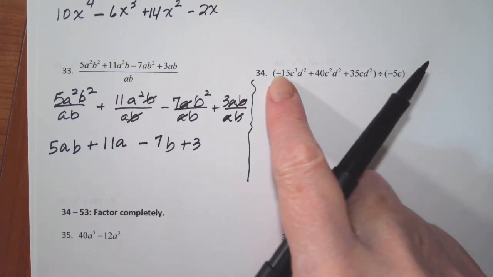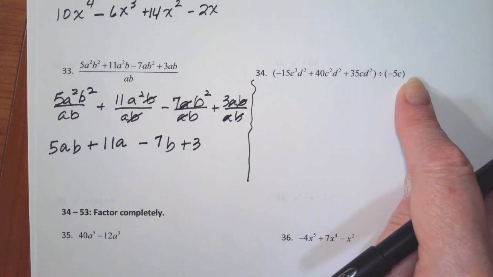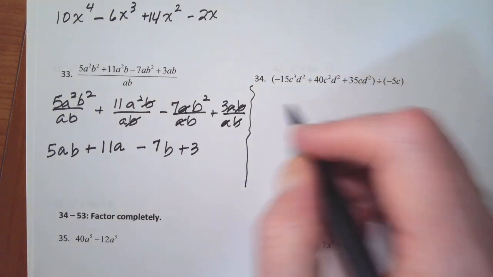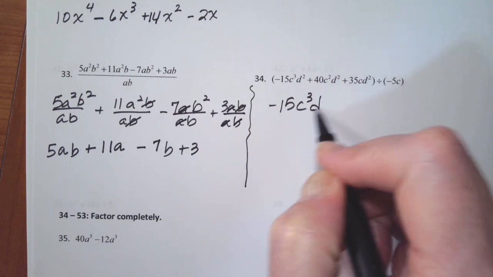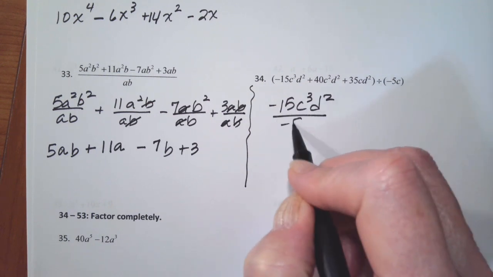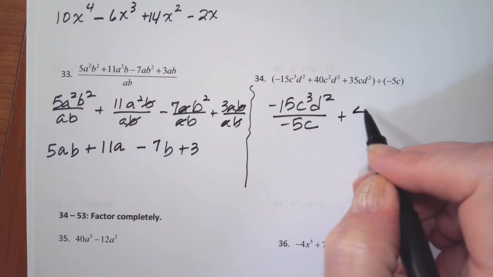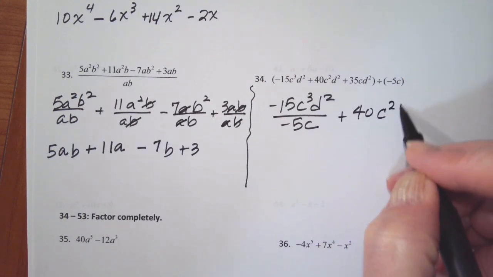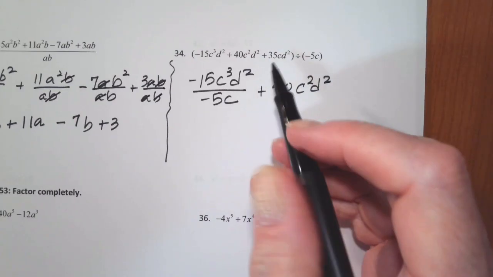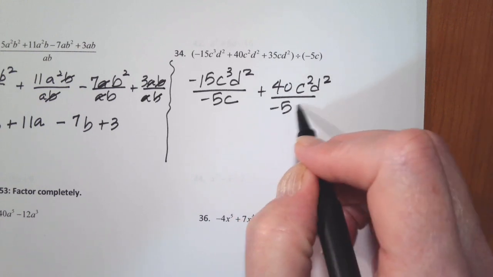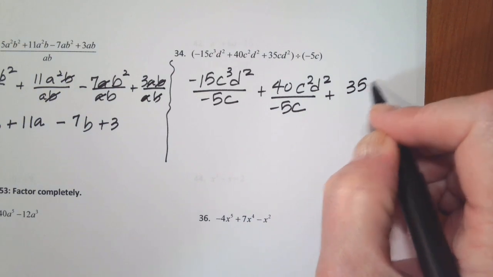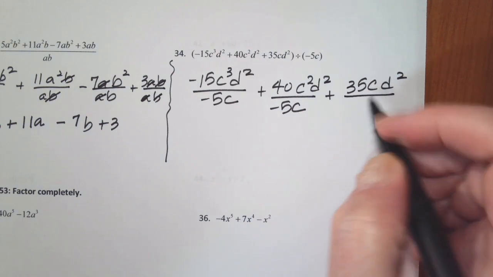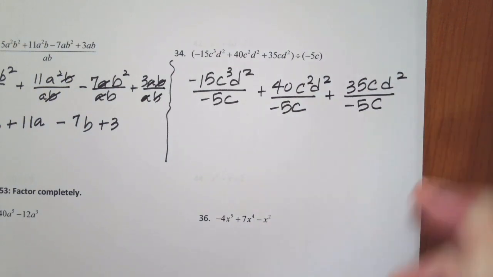Okay, so I'm taking 1, 2, 3 terms here and dividing them all by negative 5c. So I'm going to, since these are so little, negative 15 c to the third d to the second divided by negative 5c plus 40 c to the second d to the second divided by negative 5c plus 35 cd to the second divided by negative 5c.